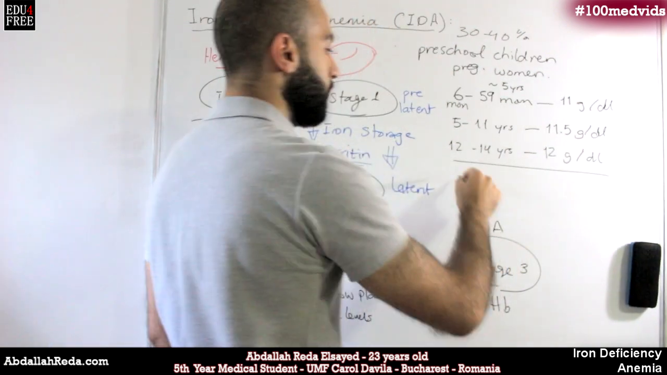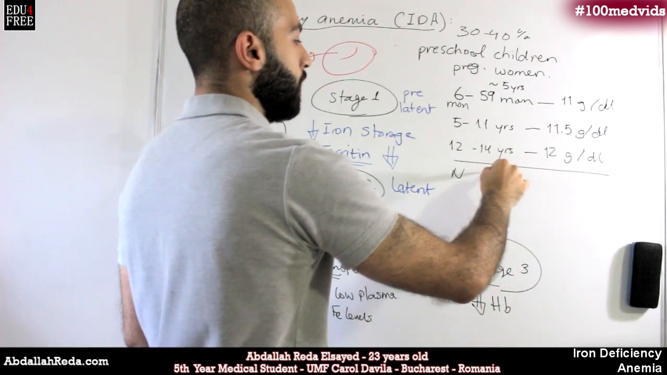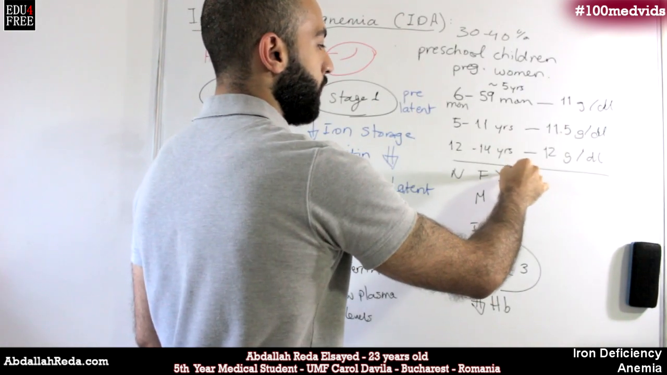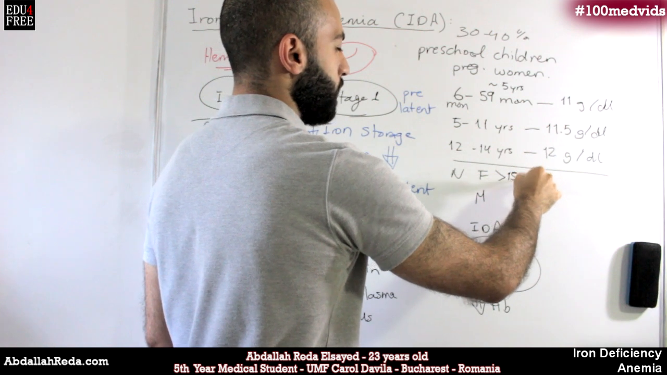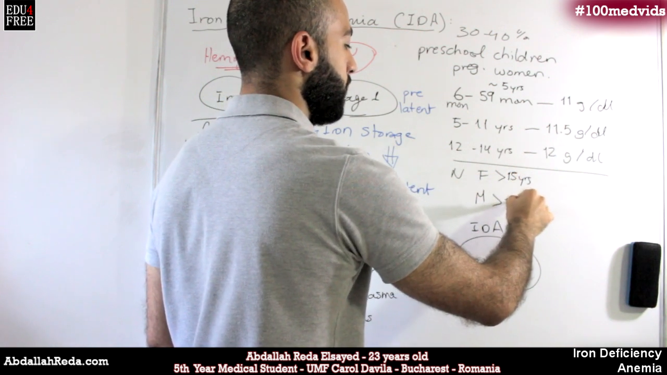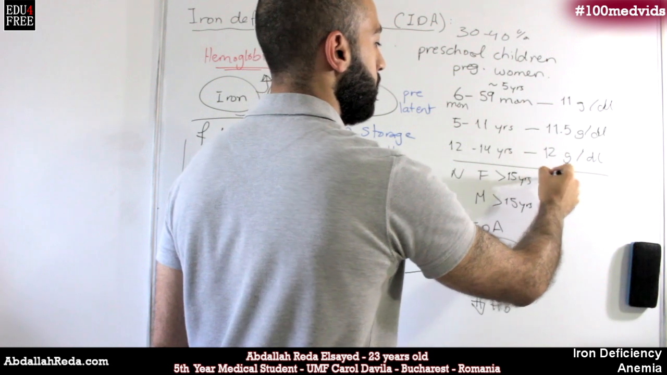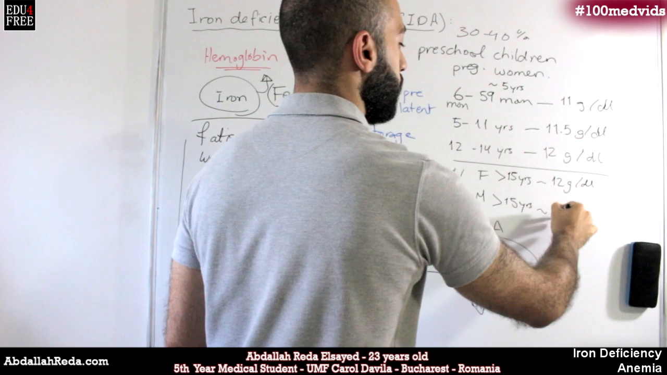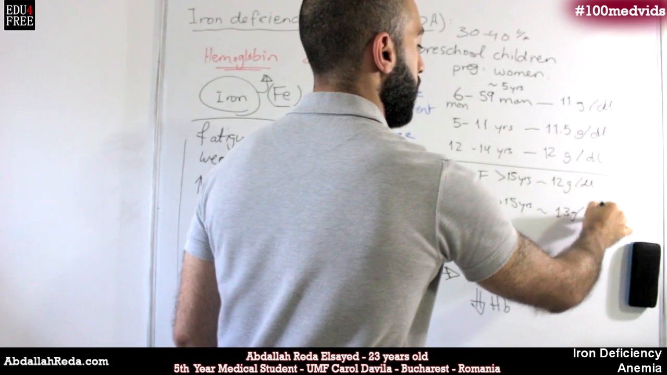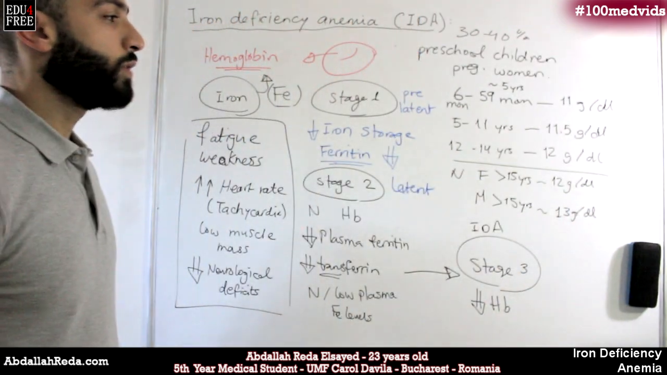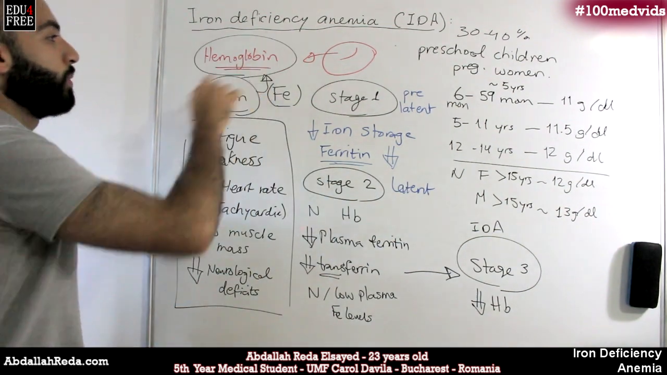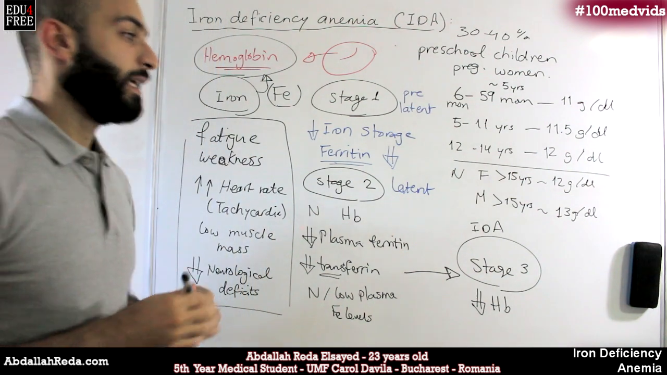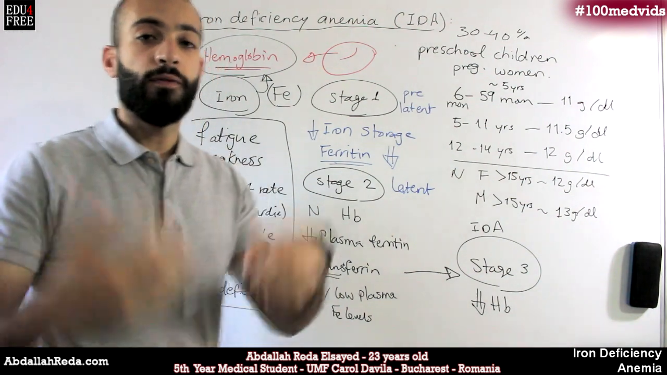After this stage we have the normals for females and males. So females more than 14 or 15 years of age, and males more than 15 years of age. For females it stays the same, around 12 grams per deciliter, and for males around 13 grams per deciliter. And those are the normal values for hemoglobin that are supposed to be there. Any decrease in that will signify that there is a disorder that affects hemoglobin.